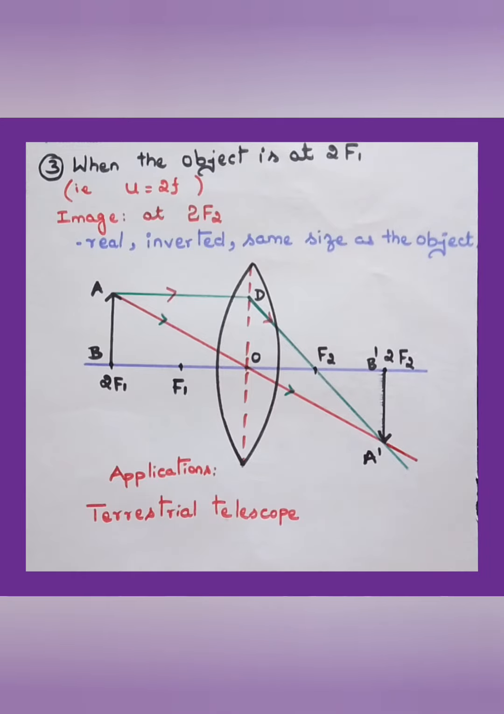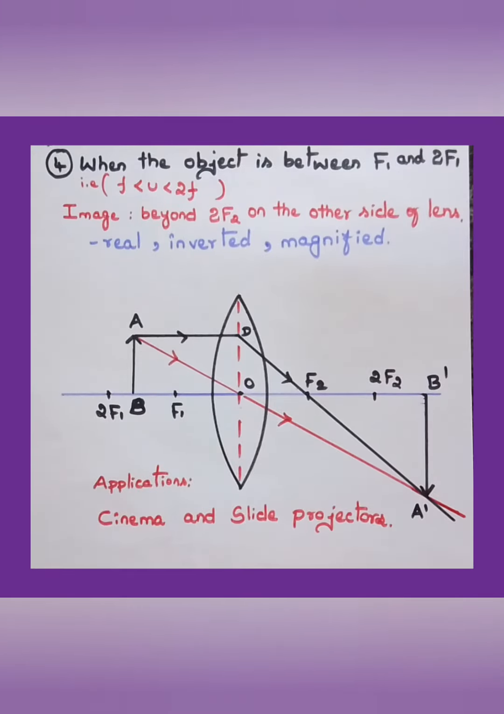They may ask a question: draw a neat labelled diagram of a convex lens where the real image formed is the same size as that of the object. Then you can draw this diagram. We shall move to the next one.